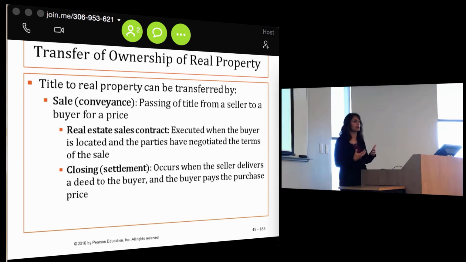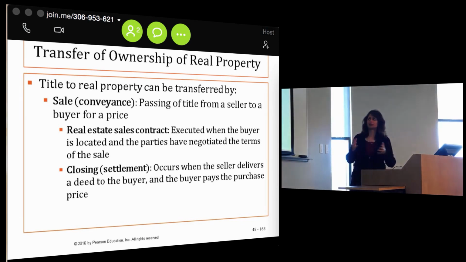When you're selling property, you're expecting to be paid in terms of what the current market value is.